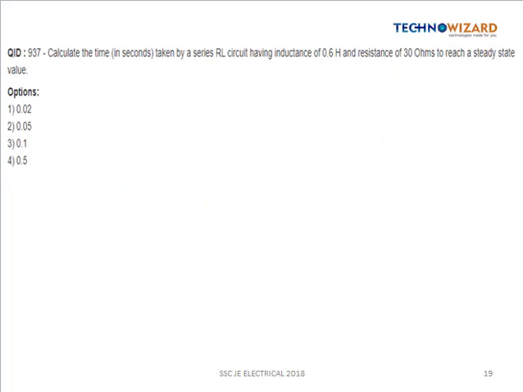Next question is, calculate the time in seconds taken by a series RL circuit having an inductance of 0.6 Henry and a resistance of 30 ohm to reach a steady state value.